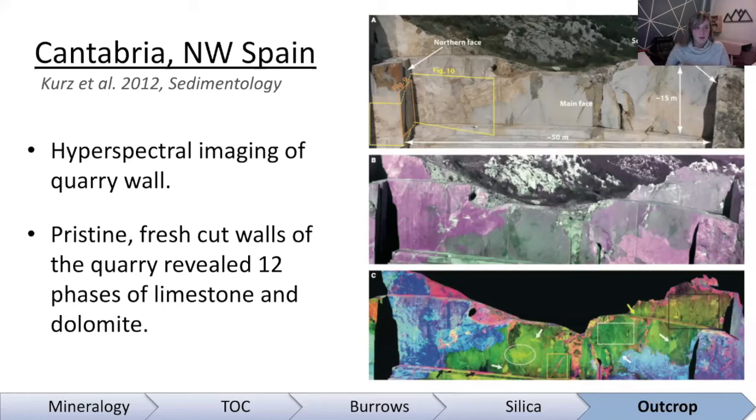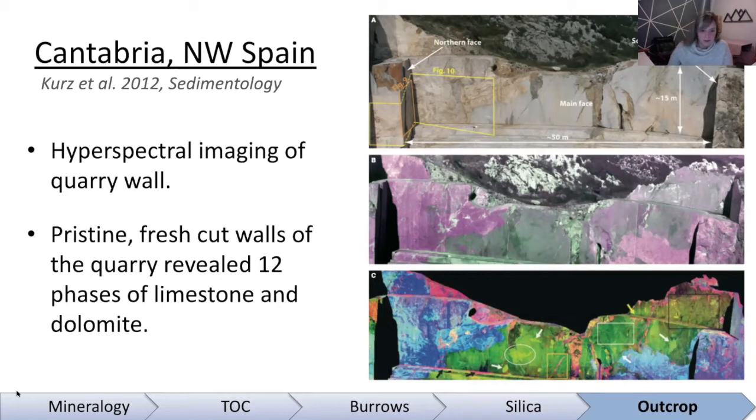So Tobias Kurtz in 2012 published this paper in Sedimentology that shows the hyperspectral imaging of a quarry wall. So this is in Spain, and the wall is fairly pristine. You can see that it's very flat. There's not going to be a whole lot of shadows that are going to interfere in collecting the data. And they were obviously able to be quite close while scanning. So this is kind of an optimal situation here, where you have almost like a thin section face to image.